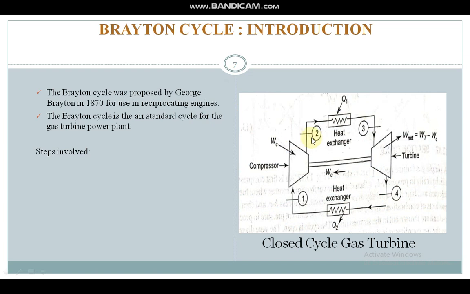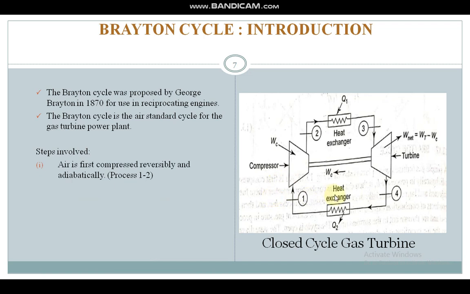What is the basic difference between the closed cycle and open cycle gas turbine? In open cycle, the exhaust of the turbine is simply thrown into the atmosphere, but in closed cycle, the exhaust working medium is utilized by passing it through a heat exchanger, where heat is rejected to the environment to bring it to the initial temperature of the compressor inlet, right?